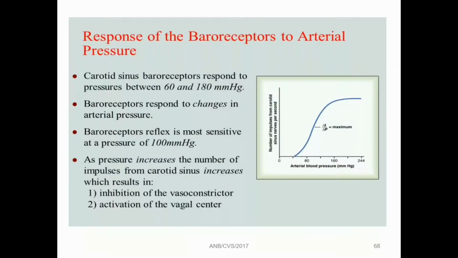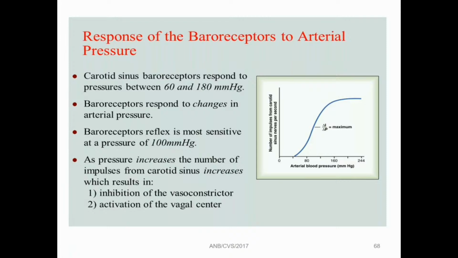The carotid sinus receptor, the baroreceptor, responds to pressure between 60 and 180 mm of mercury. Baroreceptors respond to changes in arterial pressure. The baroreceptor reflex is most sensitive at a pressure of about 95 to 100 mm of mercury. As pressure increases, the impulses from the carotid sinus increase, which results in inhibition of the vasoconstrictor and activation of the vagal center. This is the role of the baroreceptor.